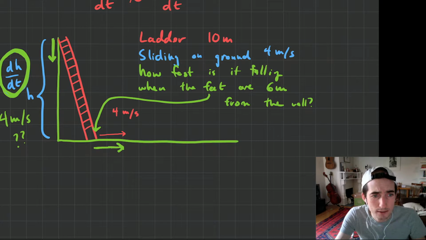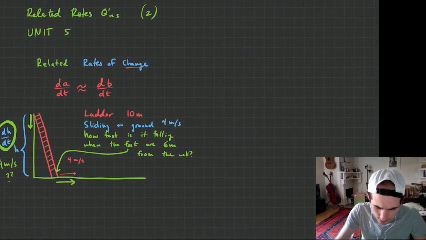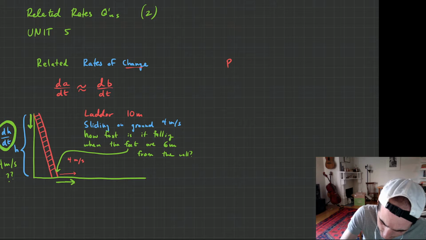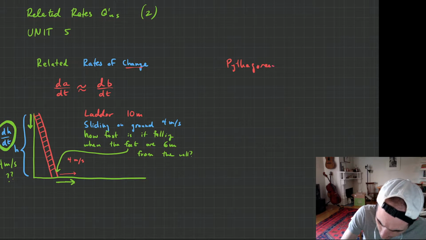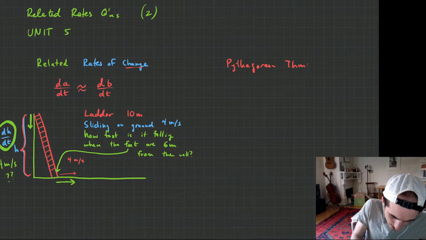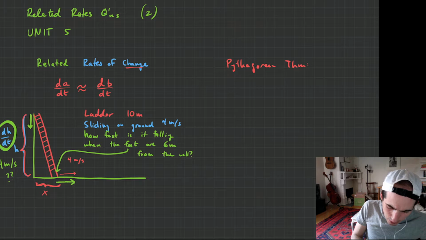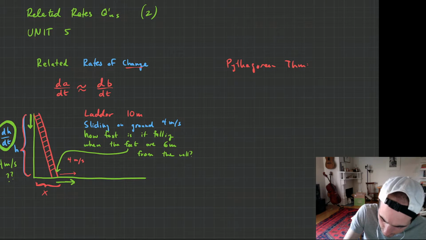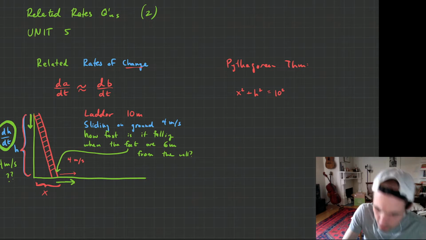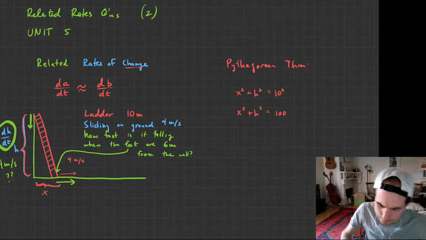So let's take a look at some of the formulas that we can use here. So let's throw the Pythagorean theorem at this. I'm going to call the height of this h, and I'm going to call the distance from here to here x. So using the Pythagorean theorem, we have this relationship that x squared plus h squared is equal to 10 squared, or in other words, x squared plus h squared is equal to 100.